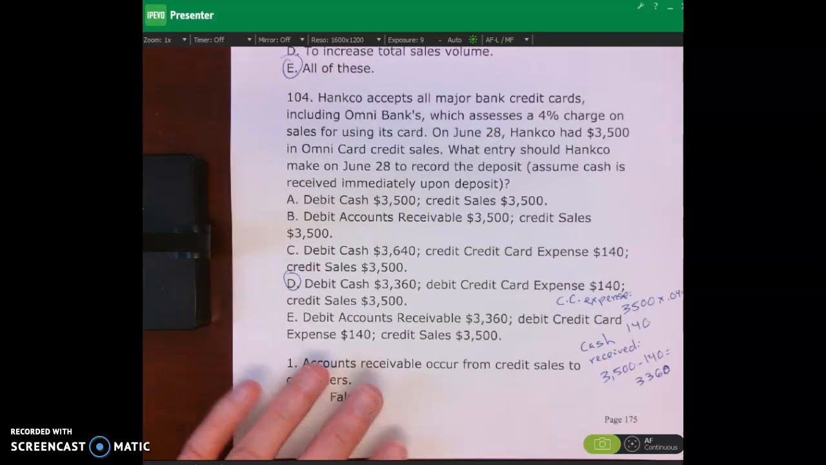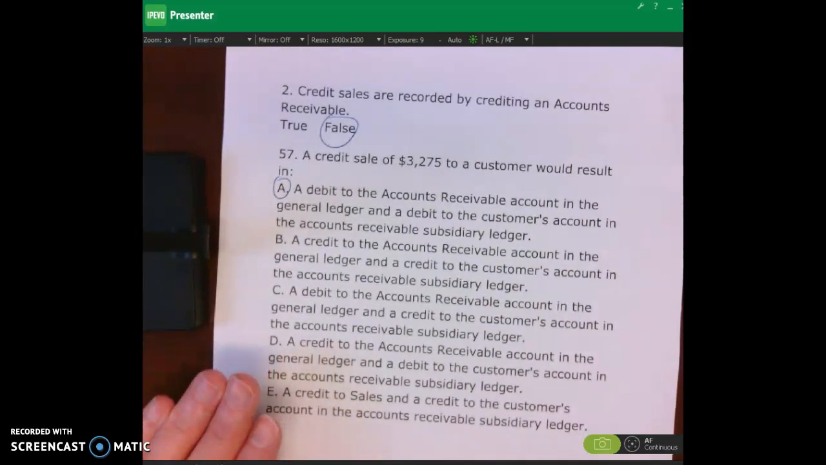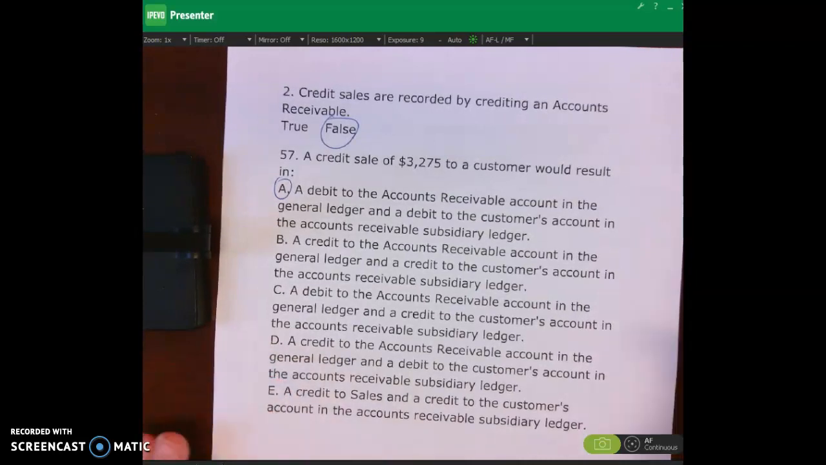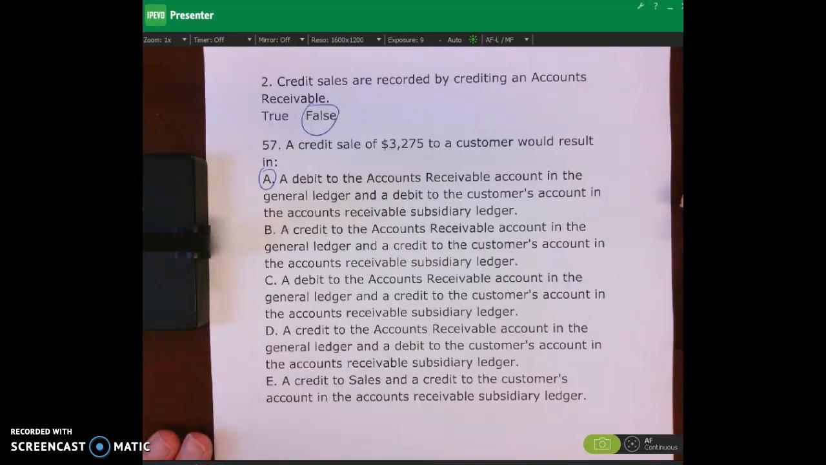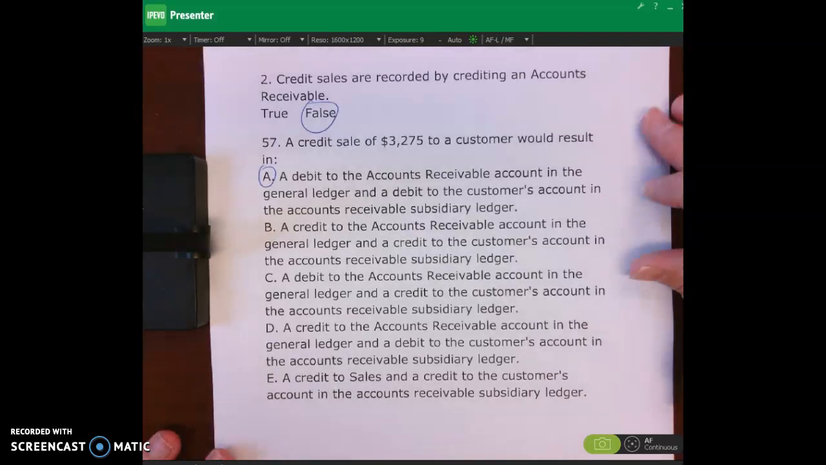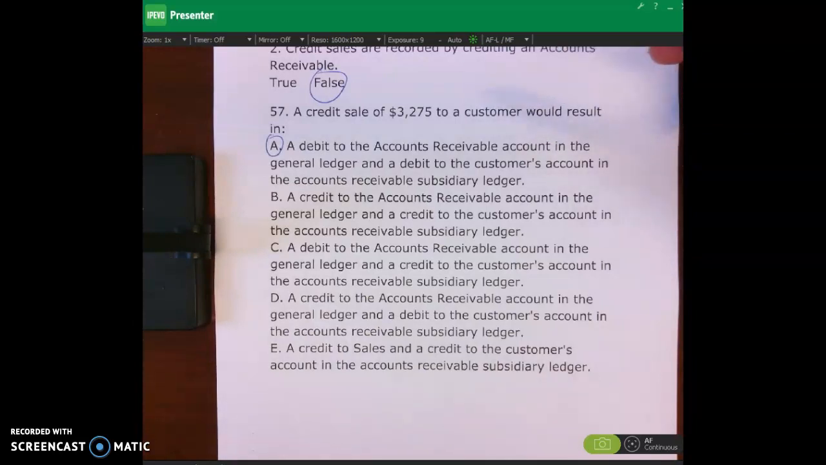Okay. And then we look at the top of page 176. Credit sales are recorded by crediting accounts receivable. No. When do we credit accounts receivable? When we get paid, not when we make the sale. We make the sale as a debit to accounts receivable. Okay? Number 57, a credit sale of $3,275 to a customer would result in, A is the right answer.